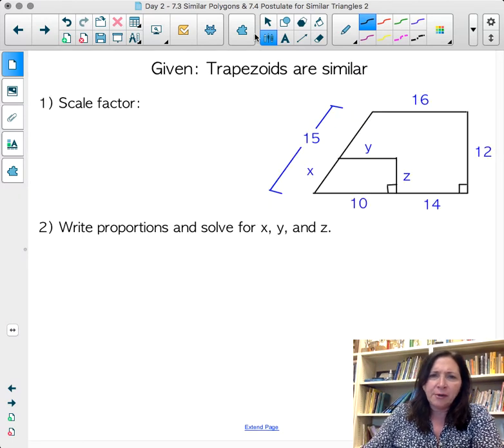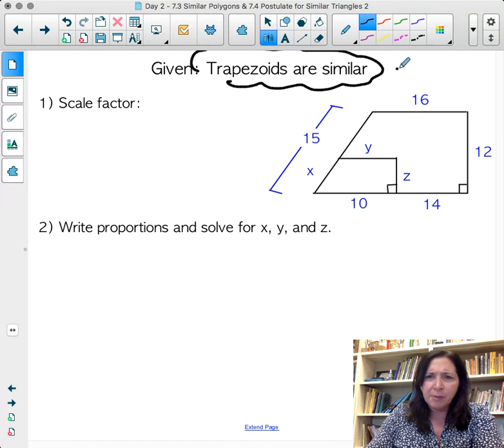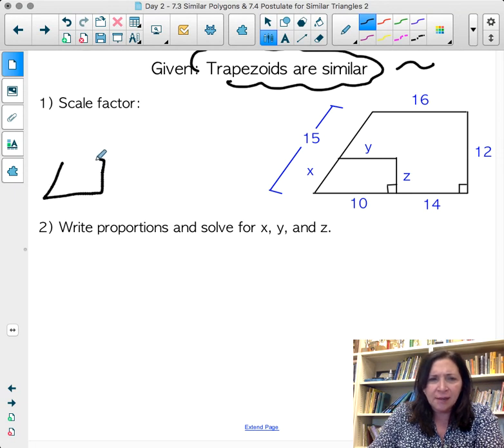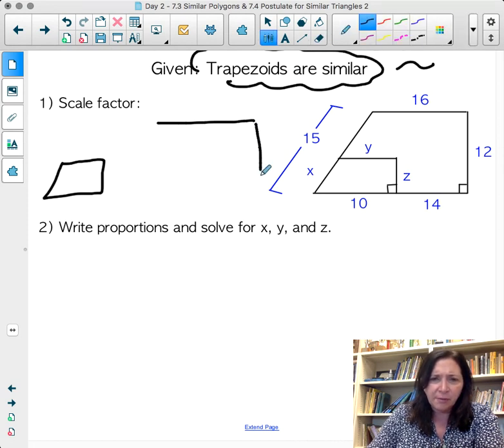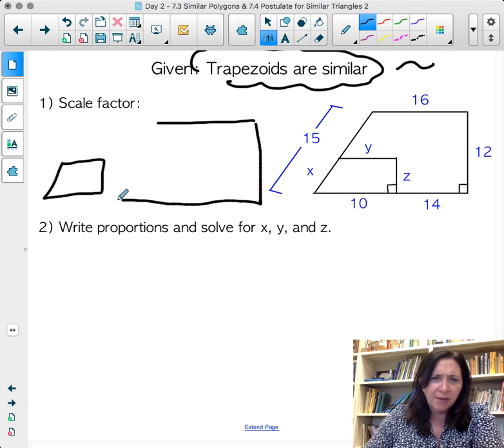So these two trapezoids are similar. I'm telling you that they're similar. So remember, this little symbol means similar. Again, I personally like to separate my shapes. I think it's easier to see what we're doing, and that's my preference. So I'm going to do that, and now I'm going to put in all my sides.